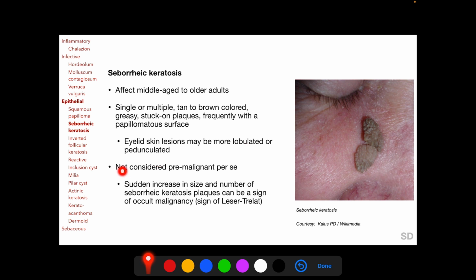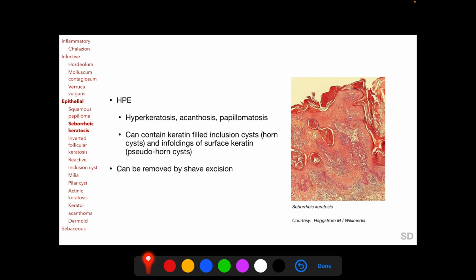It is not considered pre-malignant per se, but a sudden increase in size and number of seborrheic keratosis plaques can be a sign of occult internal malignancy, and this is called the sign of Leser-Trélat. On histopathology, seborrheic keratosis plaques reveal hyperkeratosis, acanthosis and papillomatosis, and it can contain keratin-filled inclusion cysts called horn cysts and infoldings of the surface keratin called pseudohorn cysts. Seborrheic keratosis plaques can be removed by shave excision.